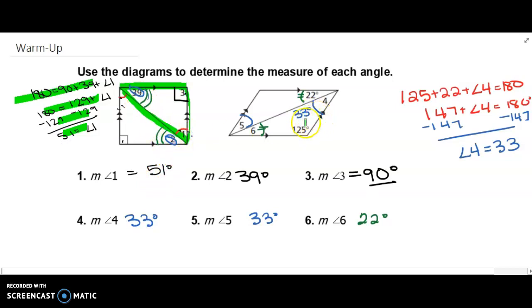If I look over here, it's kind of the same ordeal. These green ones here are alternate interior angles. These yellow ones are alternate interior angles, and then you have 125. What I had to do here is I knew that 125 plus 22, this is 22, probably should have labeled it, plus this angle here is 180, so I used this triangle right here, added them up to equal 180, and I got angle 4 is 33, and then 5 is congruent to 4, and then 6, obviously, I got first, it was congruent to the 22 degrees.